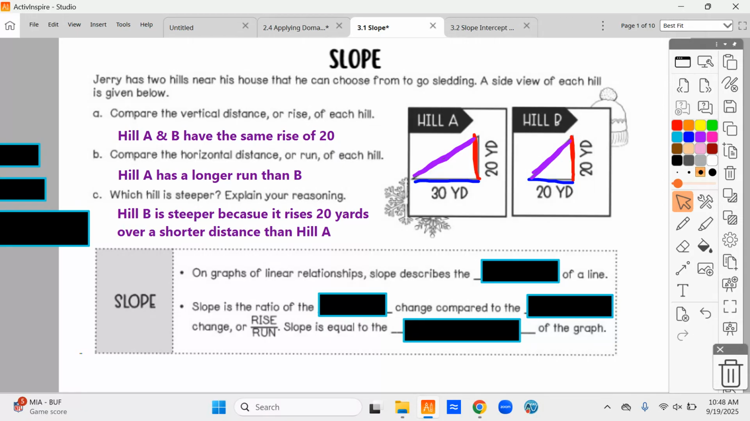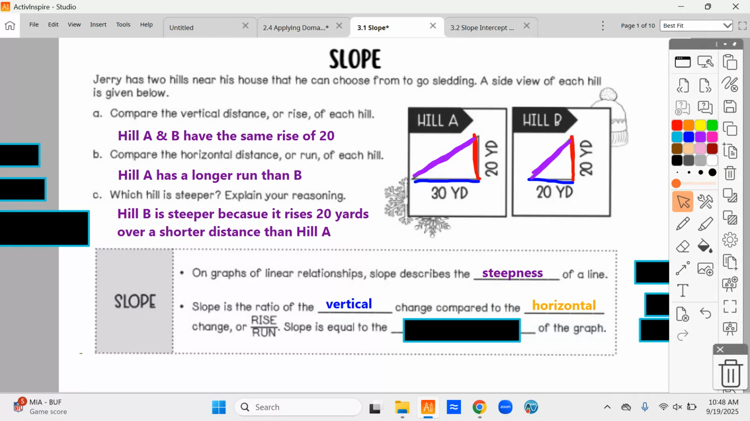So today we're talking about slope. On graphs of linear relationships, meaning a line, the slope describes the steepness of each line. Slope is the ratio of the vertical change to the horizontal change, or rise over run. Rise would be up and down, run would be side to side. Slope is also equal to the rate of change of the graph. So really important to remember, rate of change and slope are synonyms. They mean the same thing. So if you hear the word slope or you hear the word rate of change, they mean the same thing.